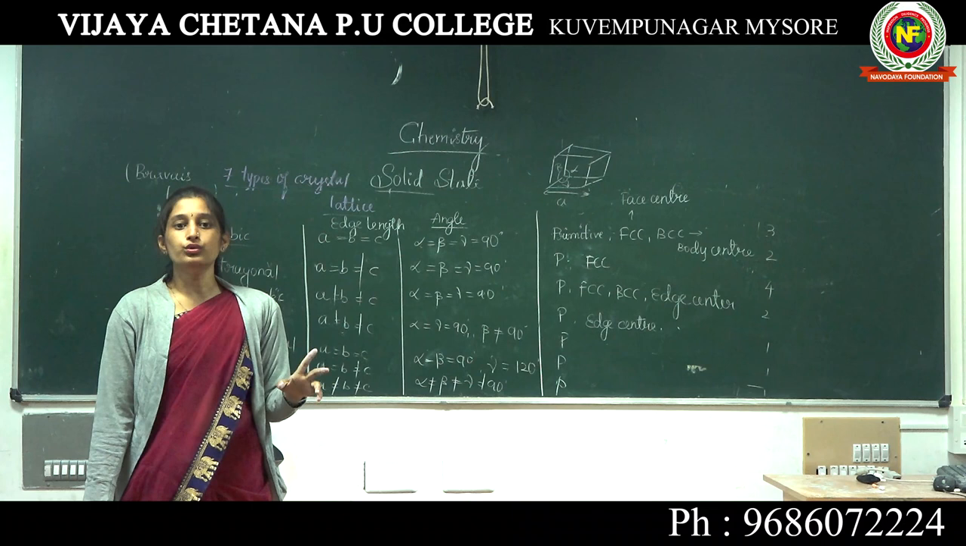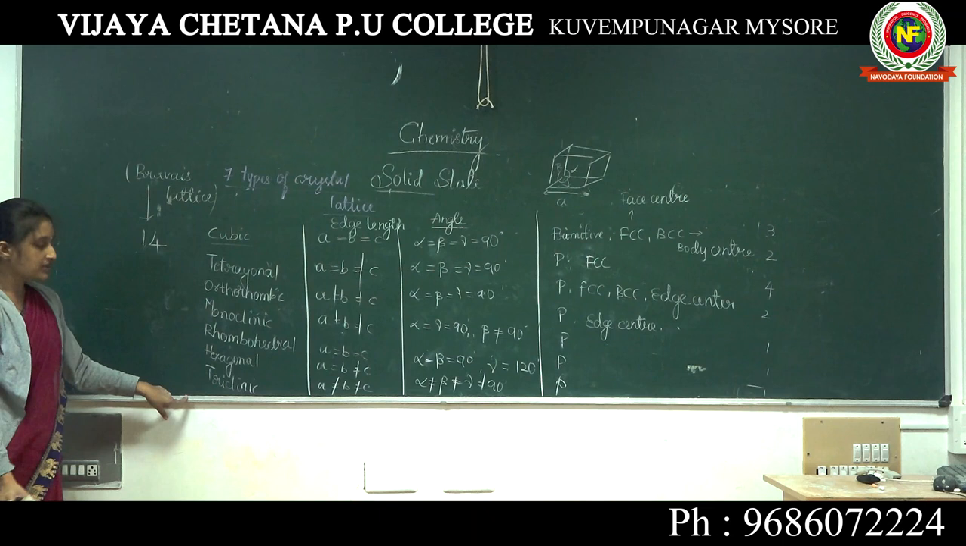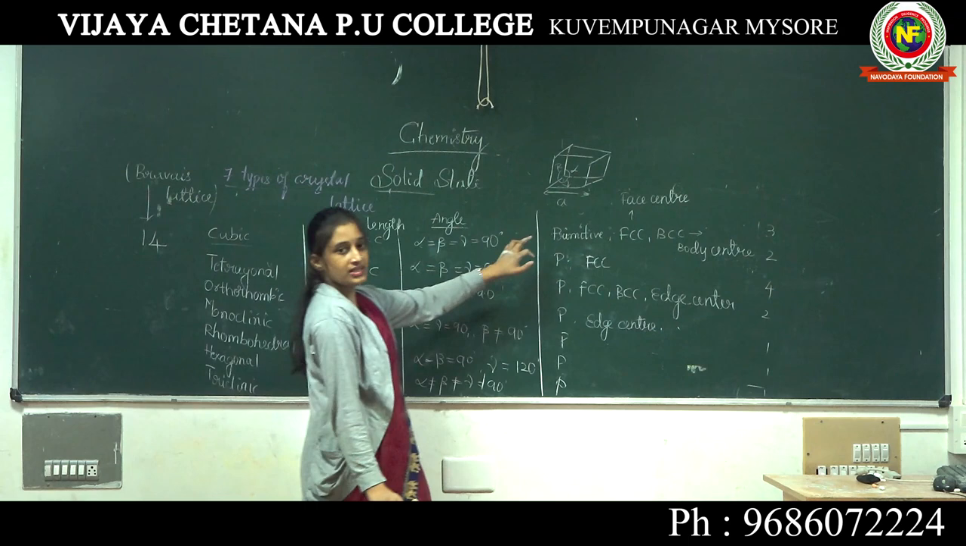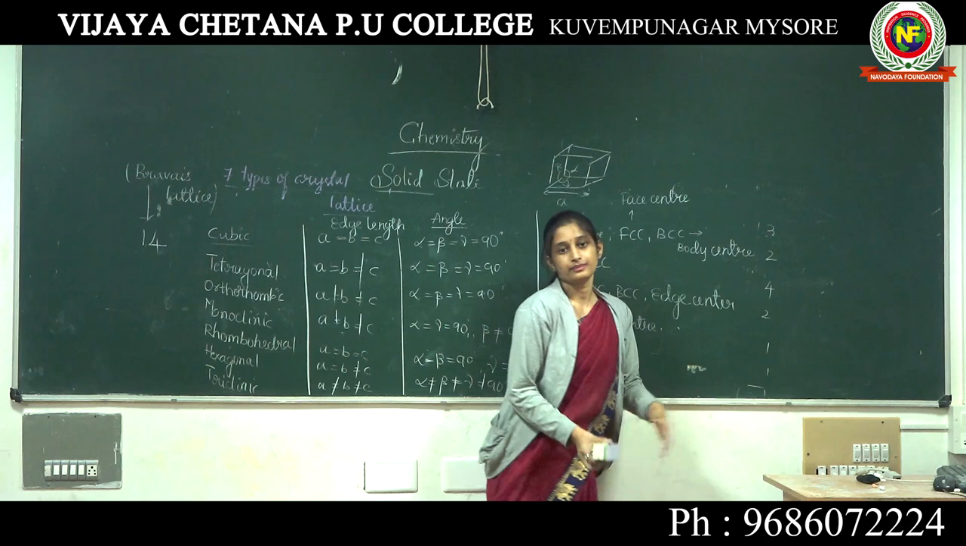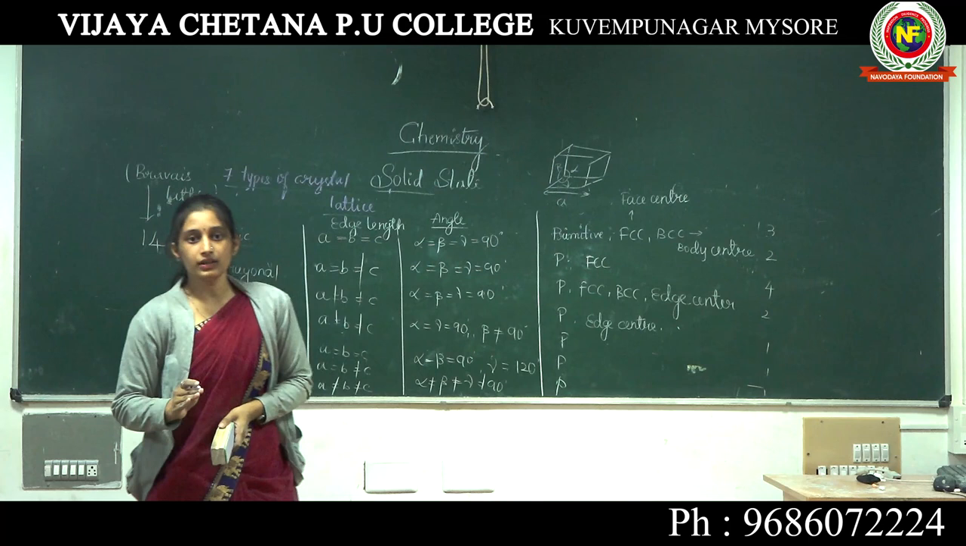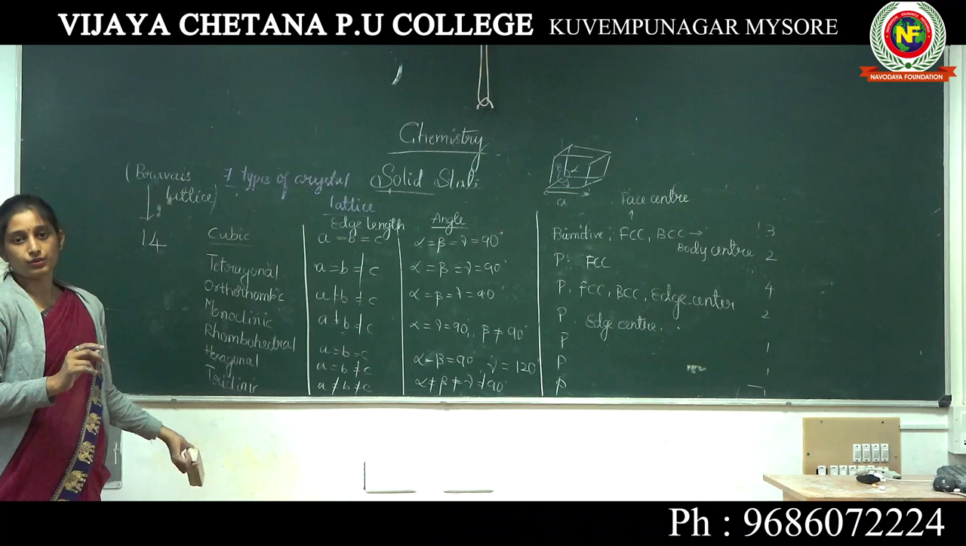And just to count, how many Bravais lattices are there? They will ask you one more question. Total 14. 7 crystal systems, 14 Bravais lattices. See, just count this. 3 plus 2, 5. 5 plus 4, 9. 9 plus 2, 11. 11 plus 3, 14 Bravais lattices. So, it's clear now. 7 crystal systems, 14 Bravais lattices. Very, very important. For applied level questions, they will ask questions based on this.